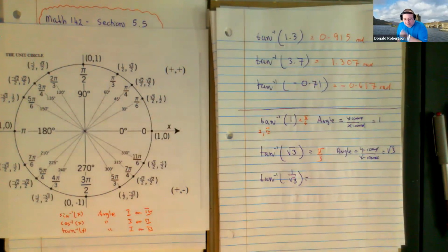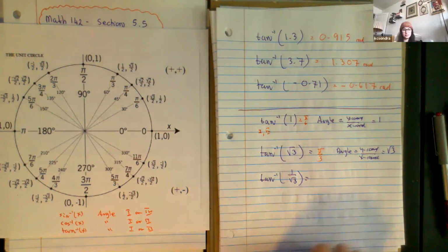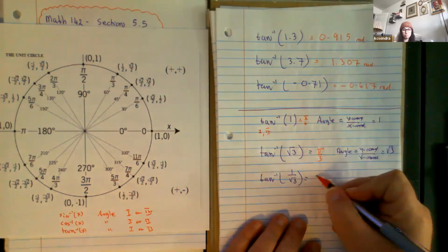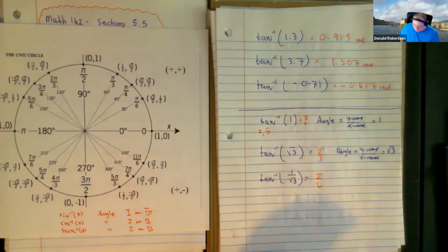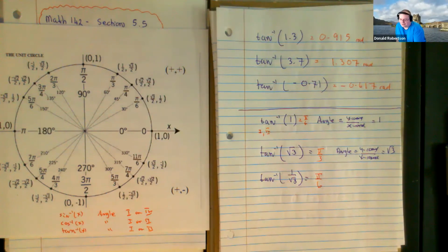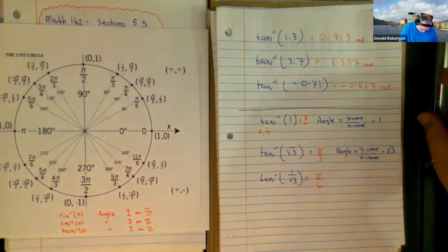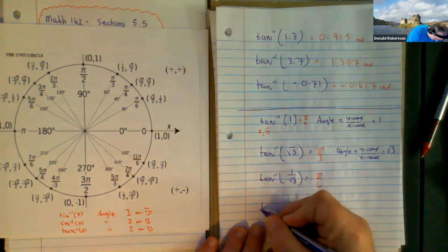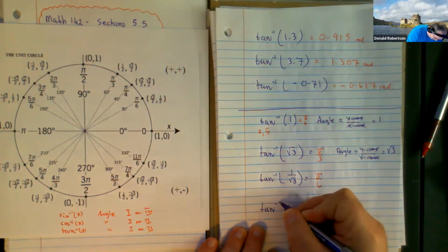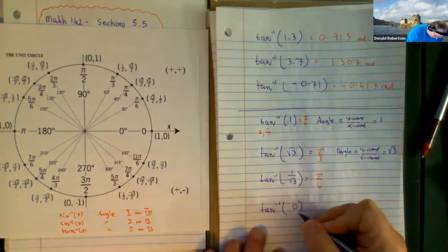Which angle do you get when you find the inverse tan of 1 over √3? Pi over 6. In a lot of ways, isn't that going to be easy? Because there's only a few answers that it could be. And here are the other two on the positive world.